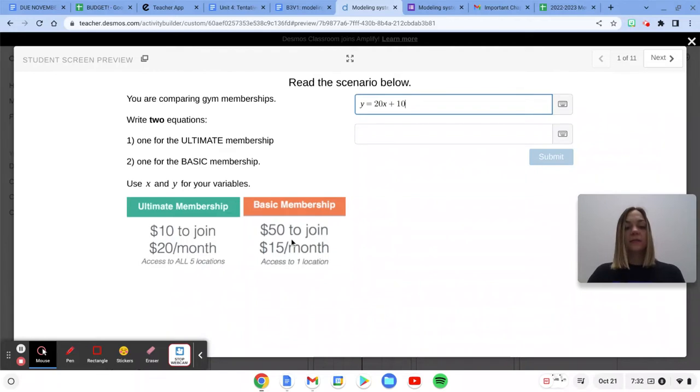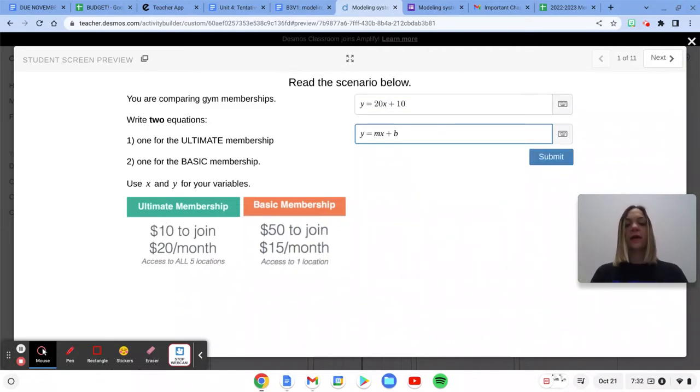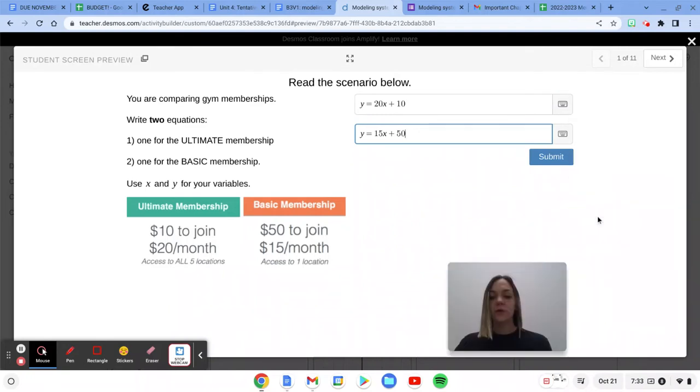Now, when looking at the basic membership, I see that it's $50 to join, $15 per month, and access to 1 location. So again, y equals mx plus b. $15 per month tells me that's the slope or the m value. And then $50 to join is your one-time joining fee, and then you're done. So these are my 2 equations.